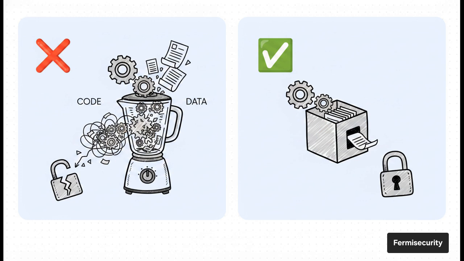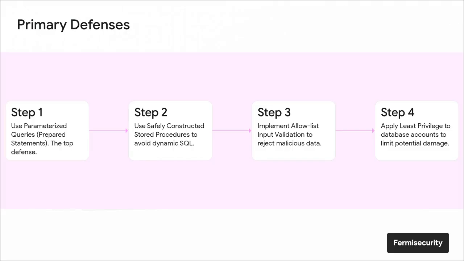Then, you send the user's input separately. You're telling the database, hey, this is the instruction, and this other thing is just data. Never ever confuse the two. That one simple change makes this whole attack impossible. So number one, without a doubt, is using those parameterized queries.